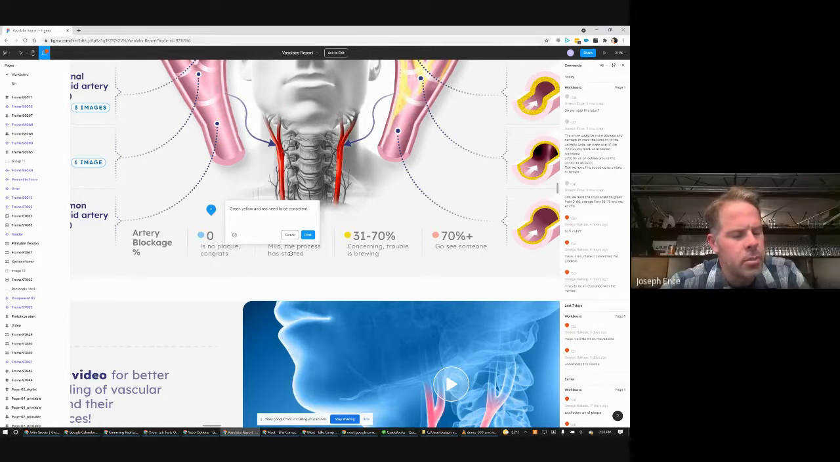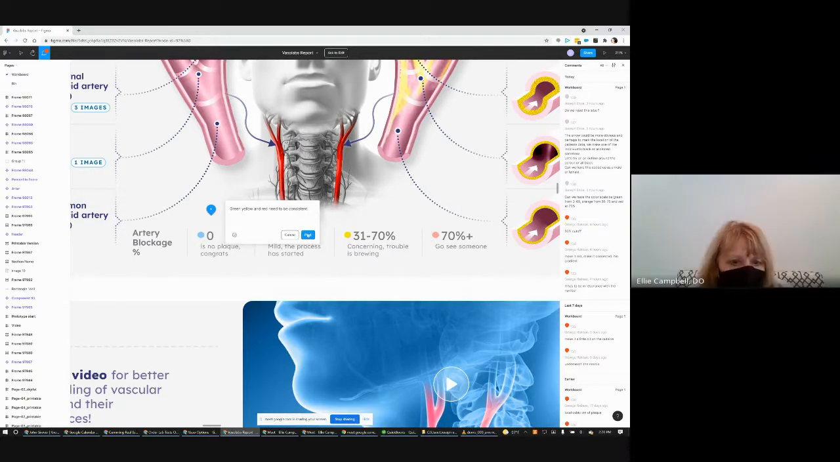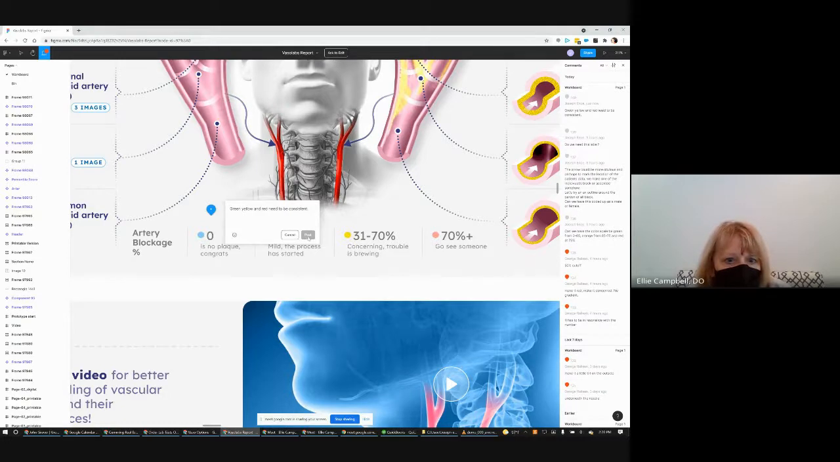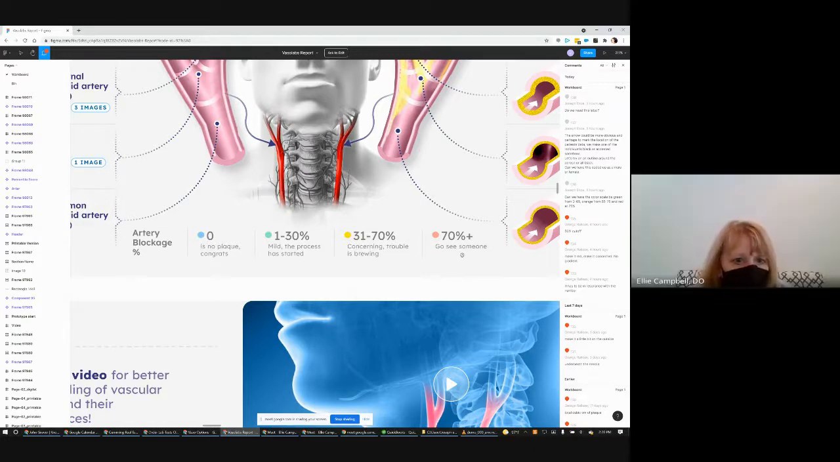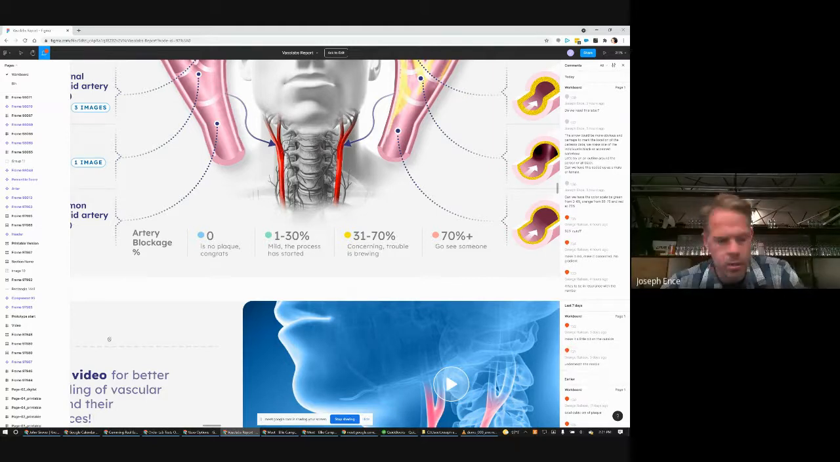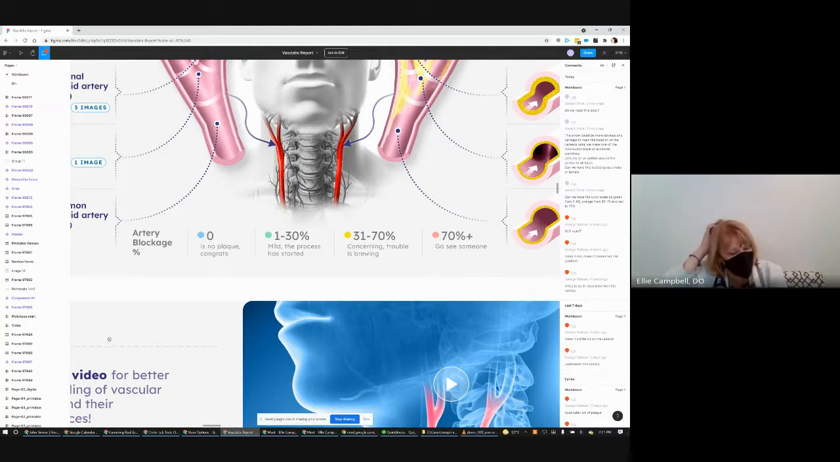How about the ranges? When would you want a patient to be like, all right, I'm getting up there, or I'm on the board, so to speak? So this is plaque. This is not, this is blockage. Plaque, how much blockage of the artery? Yeah, correct. So I would actually probably put three categories instead of four. What would they be?